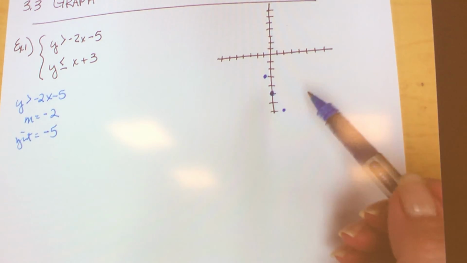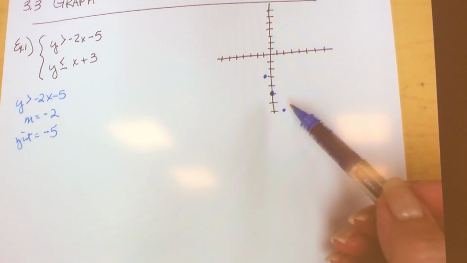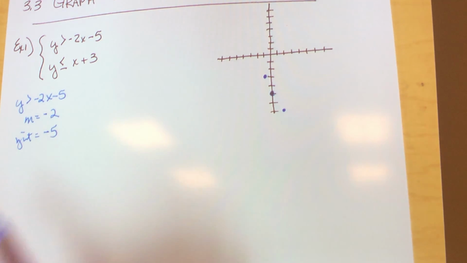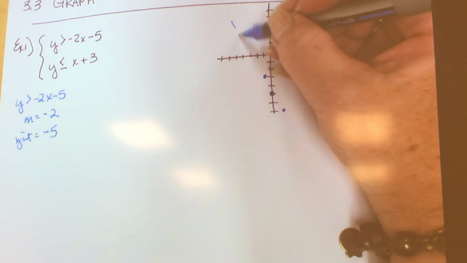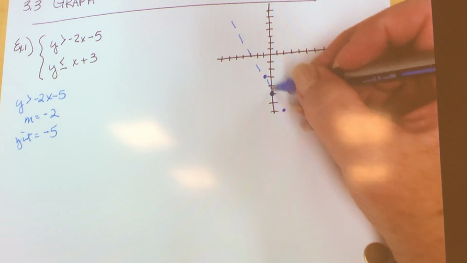Now, before you draw your line, all right, what kind of line do I have? Dotted. A dotted line, right? So right here, I make a dotted line.